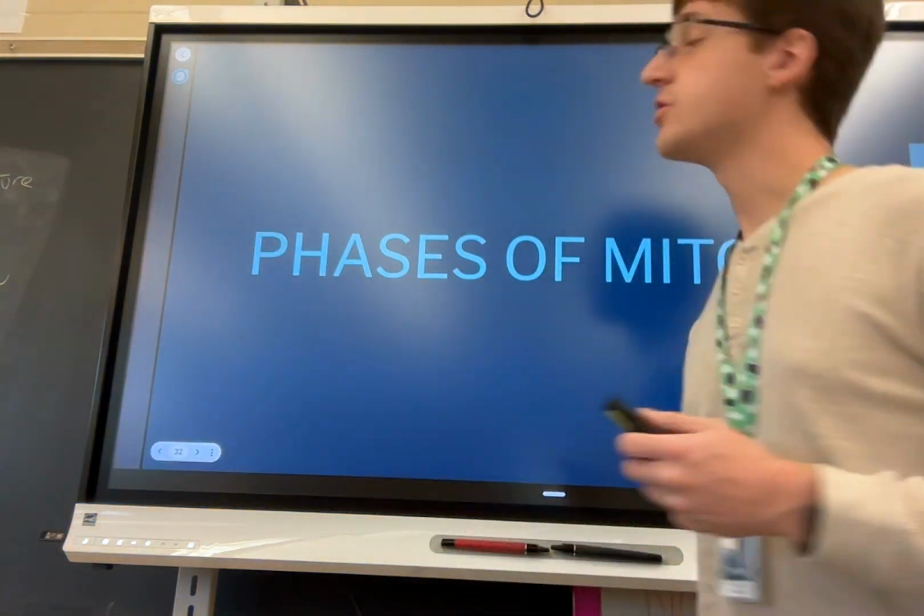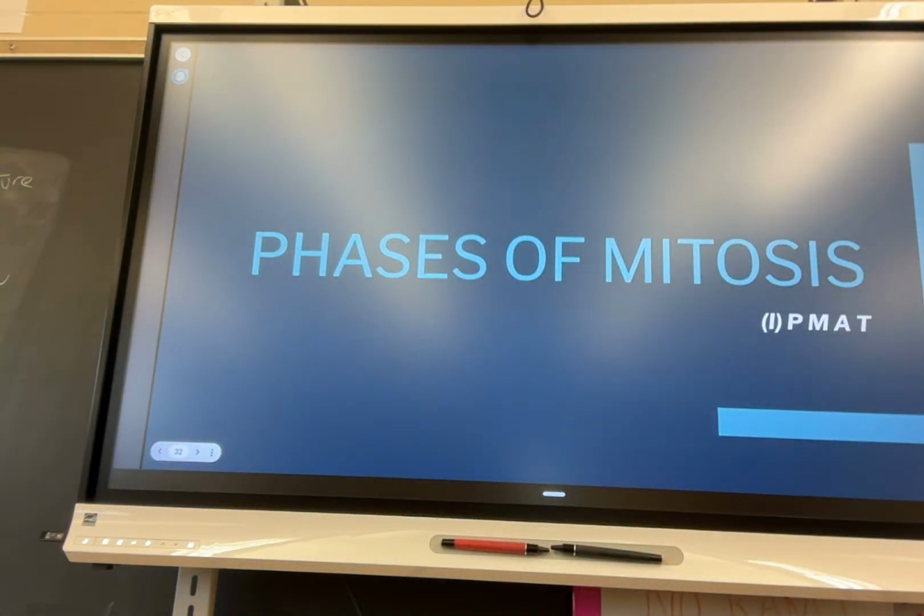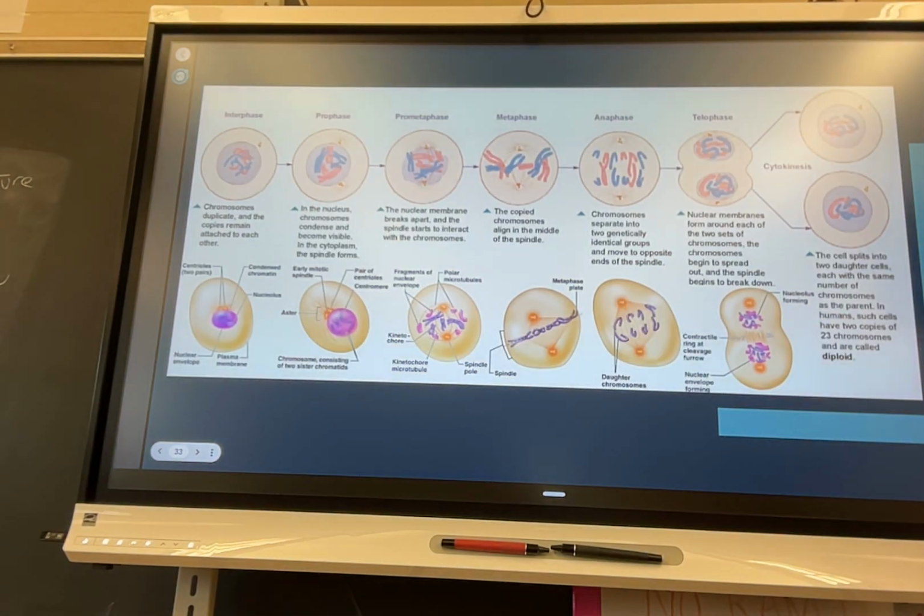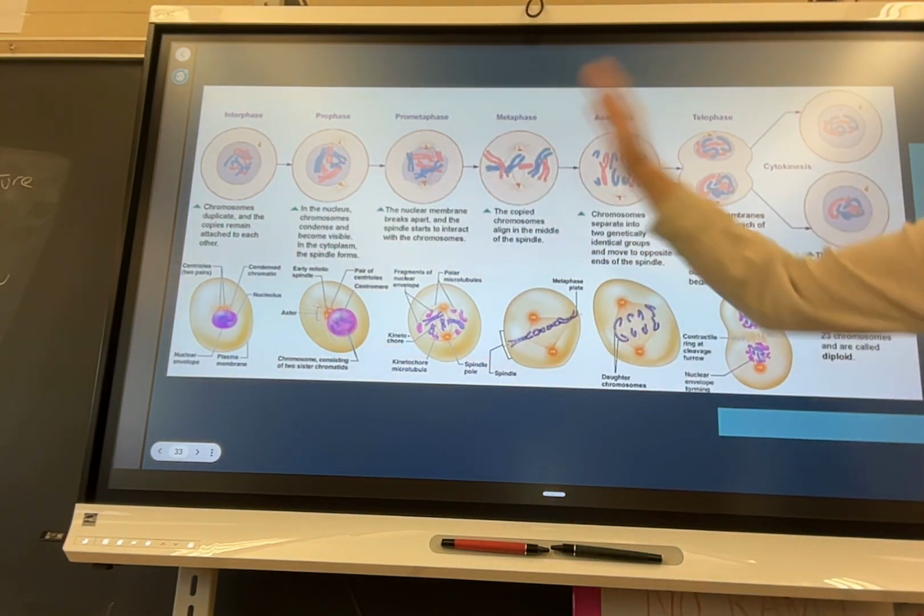There we go. So now we're actually going to get into mitosis. There's going to be a very easy way to remember this that I will explain after we go through the individual steps. But what you are going to do, we have our little chart here. You are going to jot down the step, what's happening in the step, and I want you to draw it so that you have a visual representation of what's actually happening.